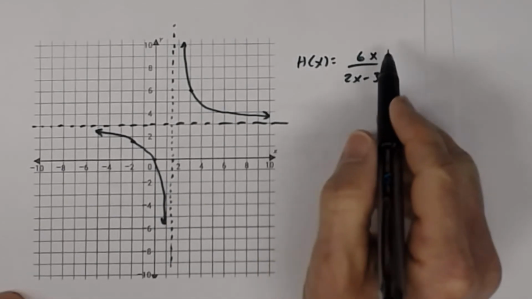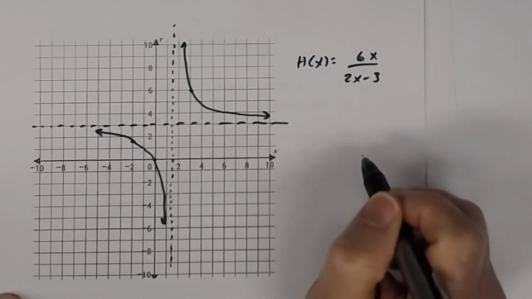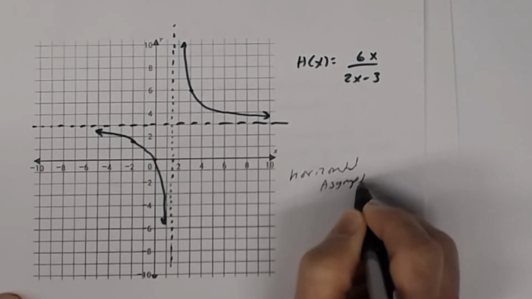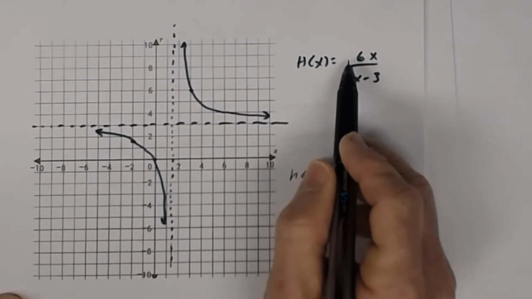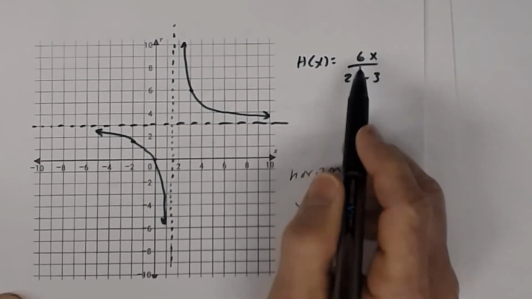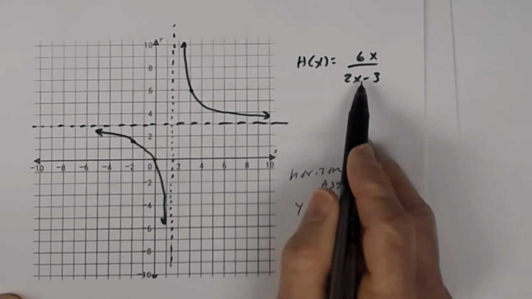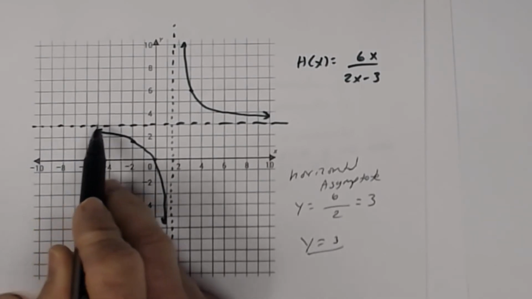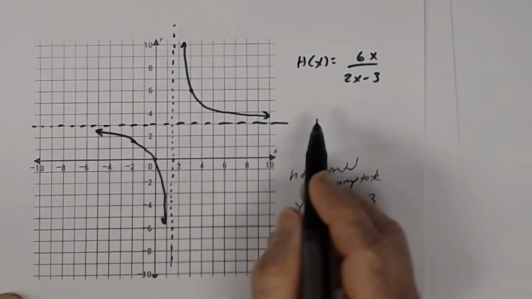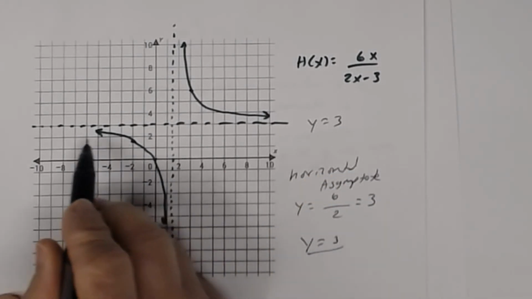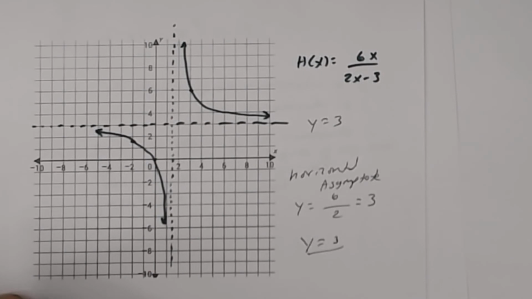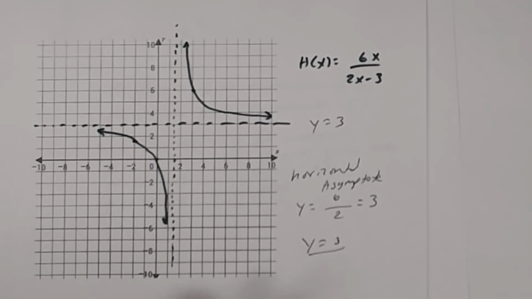Now let's look at this one. Notice the degrees are the same. The degree of the numerator is 1. The degree of the denominator is 1. So the horizontal asymptote will be y equals the coefficient of the leading term in the numerator, which is 6, divided by the coefficient of the leading term in the denominator, which is 2. 6 divided by 2 is 3. So your horizontal asymptote is y equals 3. And notice the graph gets closer and closer to y equals 3. Same thing on this side: as it goes to the left, the graph gets closer and closer to y equals 3. In terms of the graph, that's what that looks like.